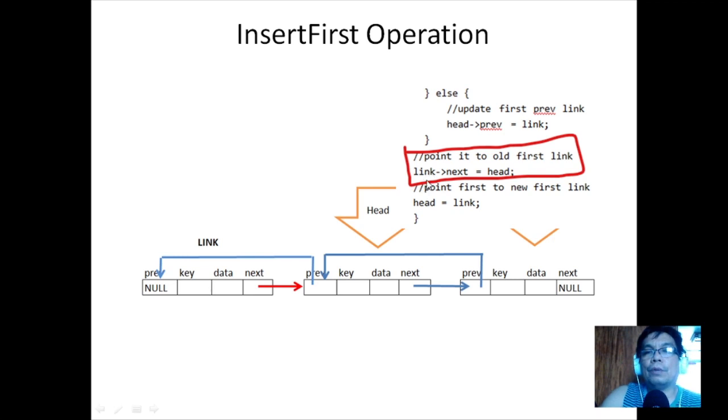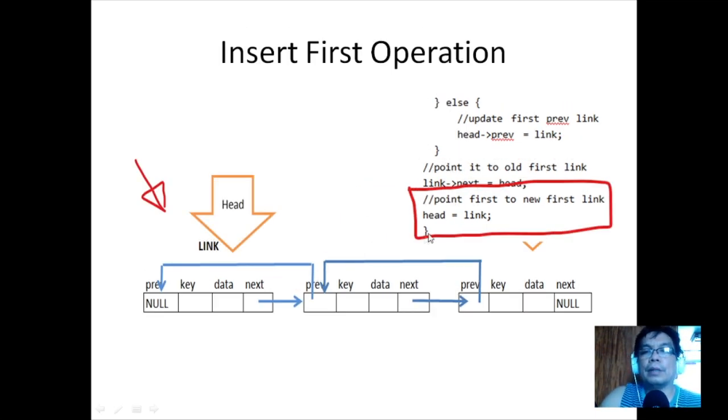And then on the next code, link next is equal to head. So this is the link, and this is next. So link next is equal to head. Head is still pointing to this node or this link. So again, next here will be pointing to where the head is pointing, which is this one. That's what the arrow indicates here, the red arrow.